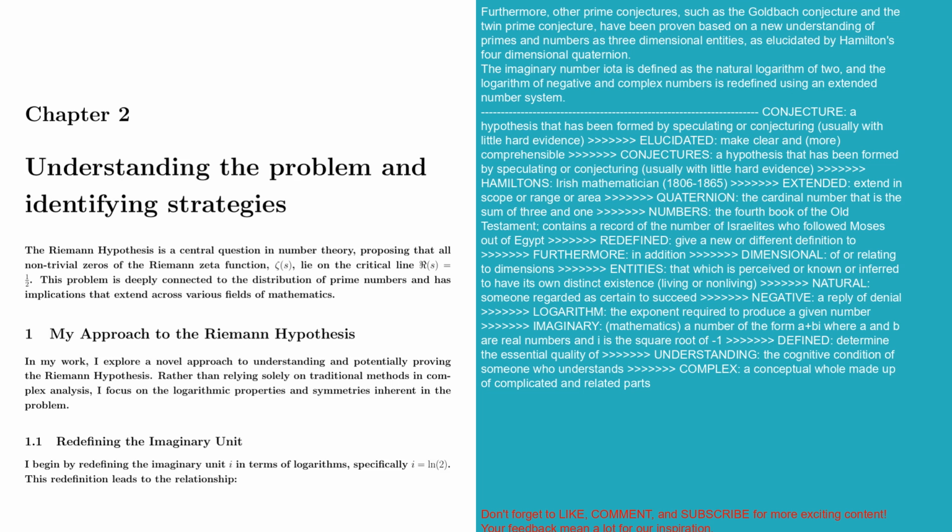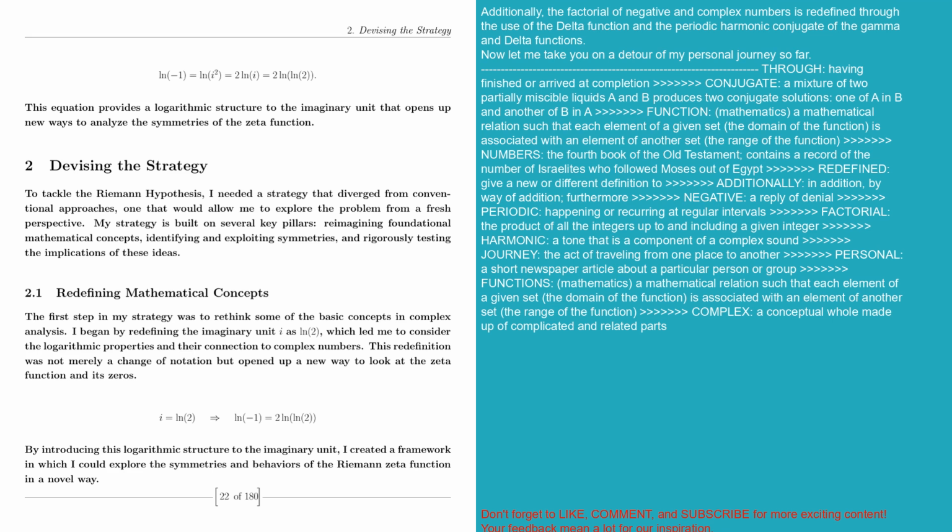The imaginary number iota is defined as the natural logarithm of 2, and the logarithm of negative and complex numbers is redefined using an extended number system. Additionally, the factorial of negative and complex numbers is redefined through the use of the delta function and the periodic harmonic conjugate of the gamma and delta functions.